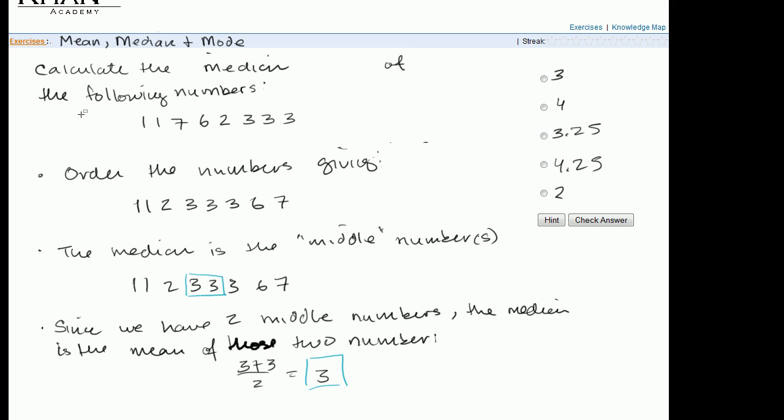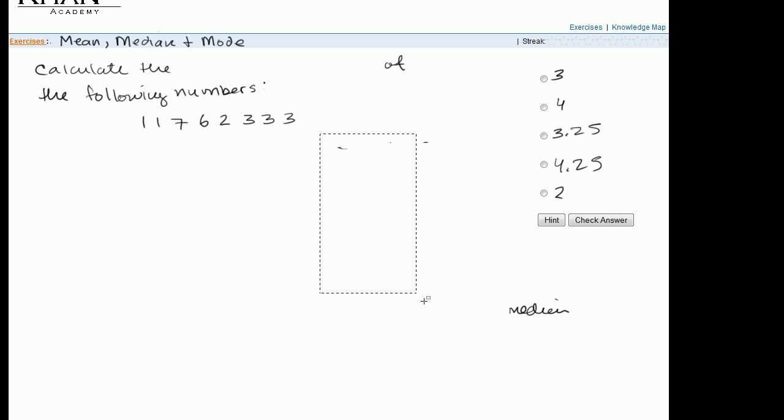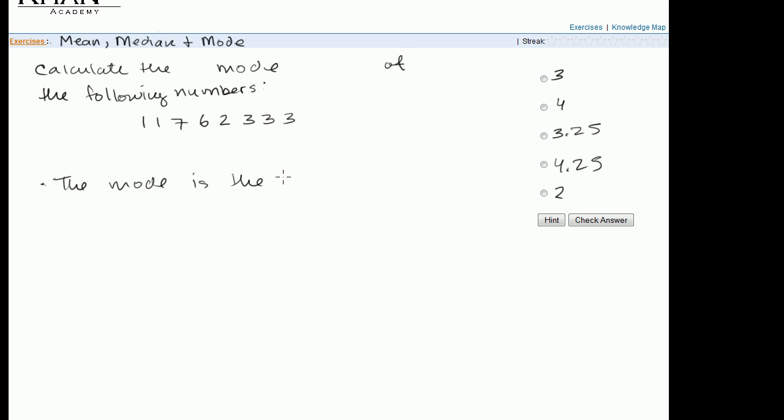Now, the last one is find the mode. So to find the mode of this, let me clear all of this business over here. So then for the mode, it would be something like this. Calculate the mode of the following numbers. And then the first hint will be, the mode is the most frequent number. And just so that there's no ambiguity, we should make it so that there is always a most frequent number, so that it isn't tied between two numbers. That might confuse students. So the mode is the most frequent number.